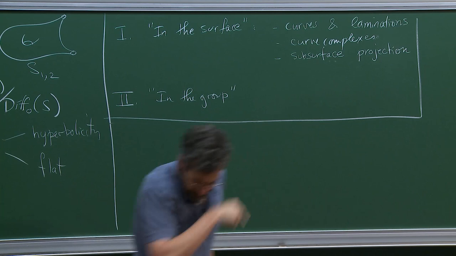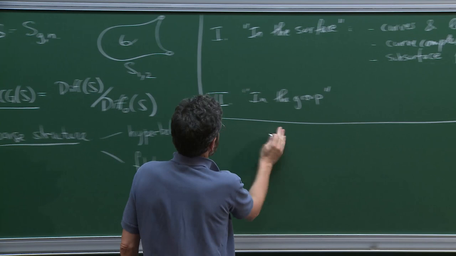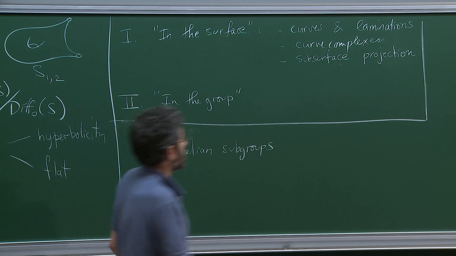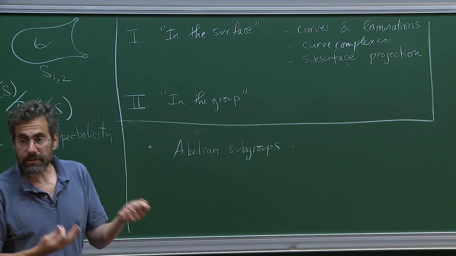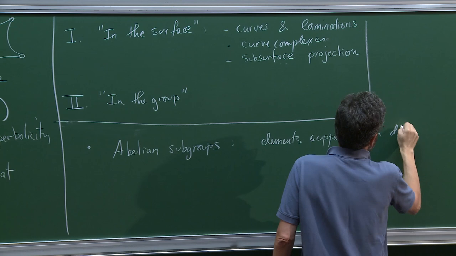So where do we start? Maybe let's just get to know the group a little bit. What's inside the mapping class group? First of all, there are a lot of abelian subgroups, in other words, elements that commute with each other. Typically, if you take elements that are supported on disjoint sets, they will commute. That's a general fact that such things would commute.